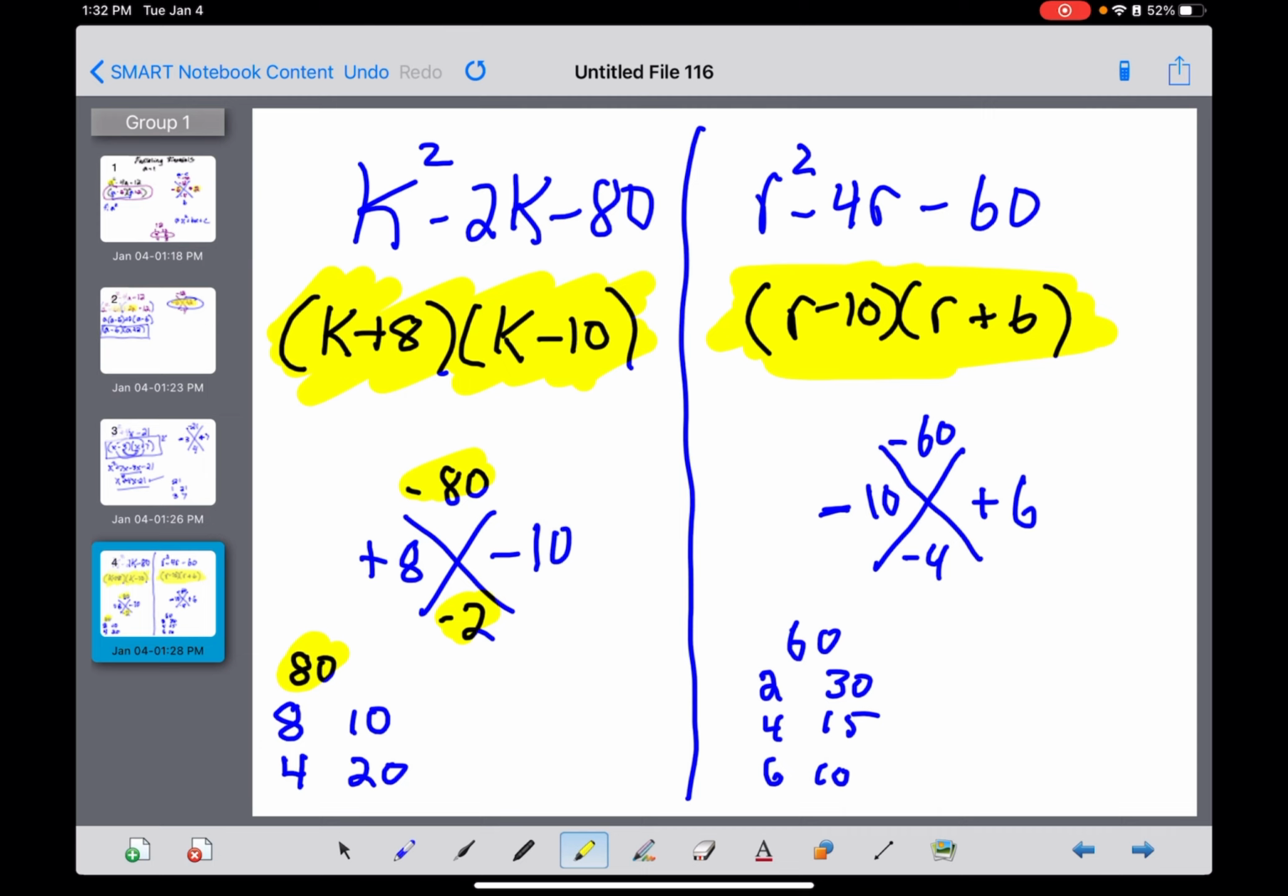The 6 is positive. So again, remember the middle terms. Negative 10 times 6 is the top value, negative 60. Negative 10 plus 6 is negative 4. That bottom value has to be what it is. So you get r minus 10 and r plus 6. Again, if you turn it around, r plus 6, r minus 10, same exact thing. Just a different way to write it.